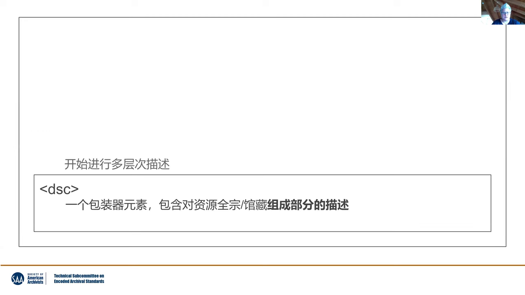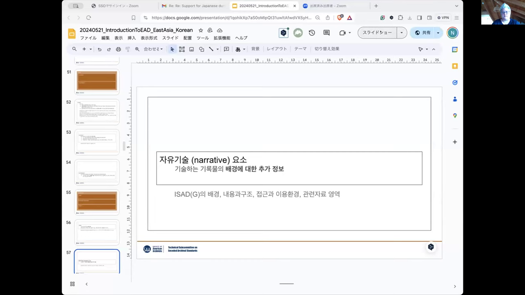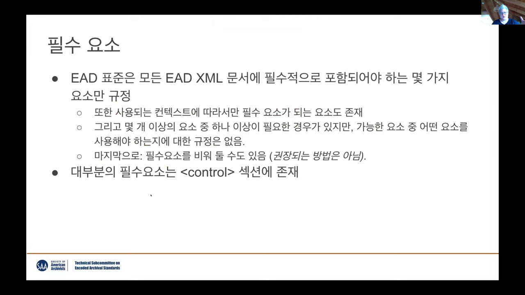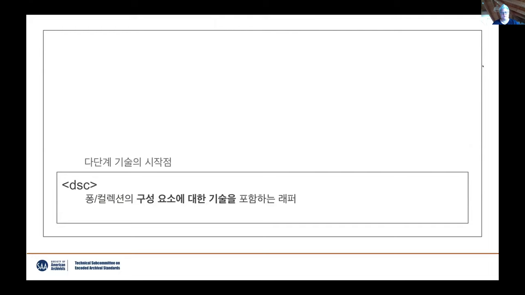And the last element is the so-called DSC element, which stands for description of subcomponents. And that is essentially your starting point for a multi-level description. So you might have the archdesc element on its own when you're only describing the fonds or collection, or when that is the information that you currently have available. But you can then also extend that by adding the DSC element and thereby starting a more detailed description of the pieces and parts that make up the fonds and collection.